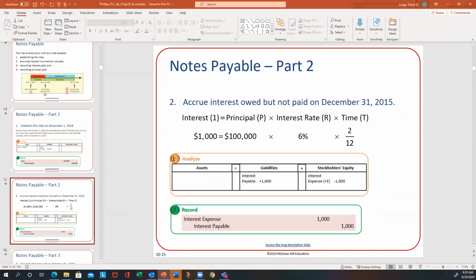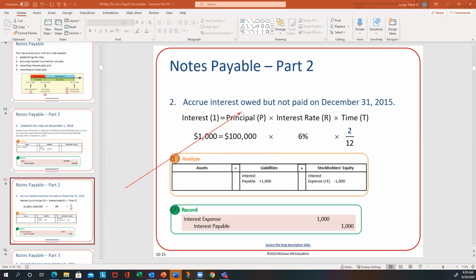And remember the concept of interest. It's that big thing called PRT, principal times rate times time. So the principal here would be $100,000. The interest rate is 6%, and that's an annual rate. And then you just have to look at the time period. So in this case, look at the date.